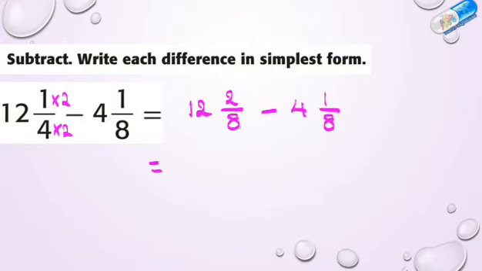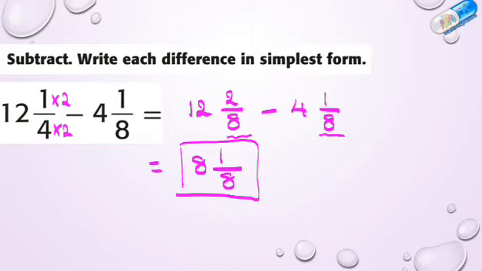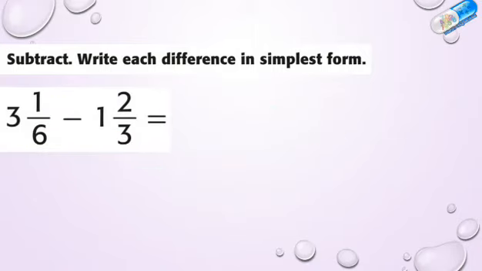Now we start by subtracting the fraction part first. 2 over 8 minus 1 over 8 equals 1 over 8. And 12 minus 4 equals 8. Now, of course, 1 over 8 is in the simplest form, so the final result is 8 and 1/8. Last example, 3 and 1/6 minus 1 and 2/3.